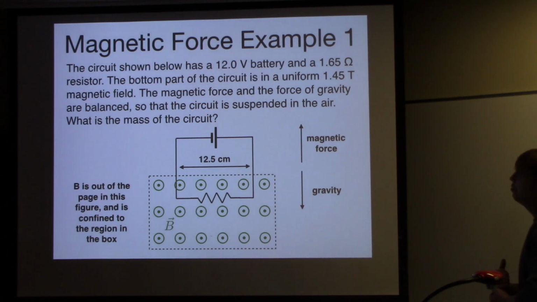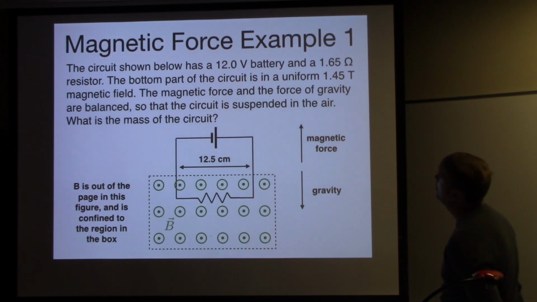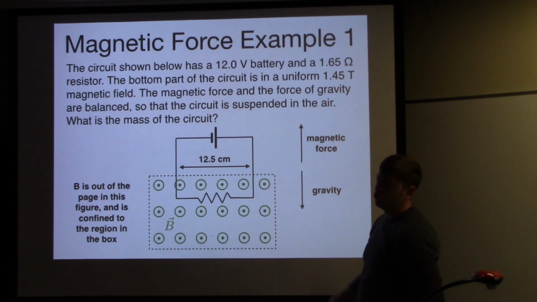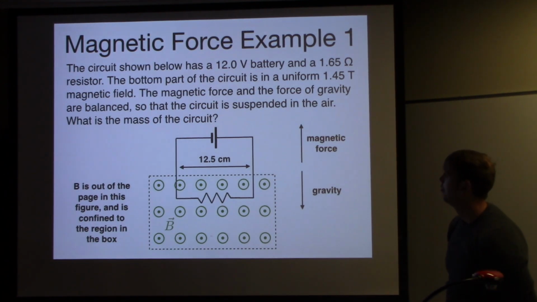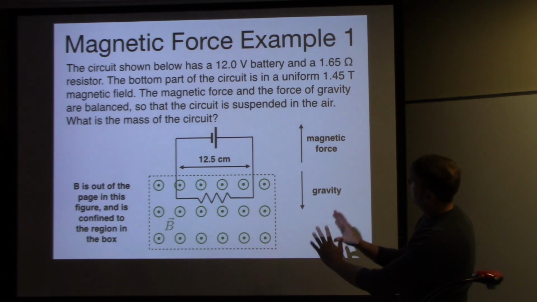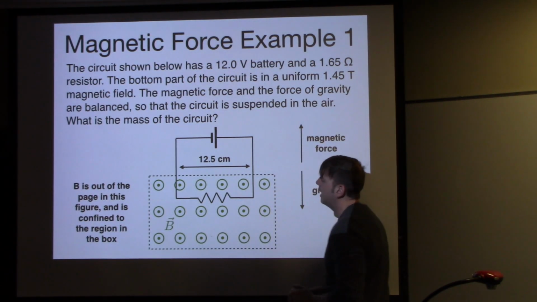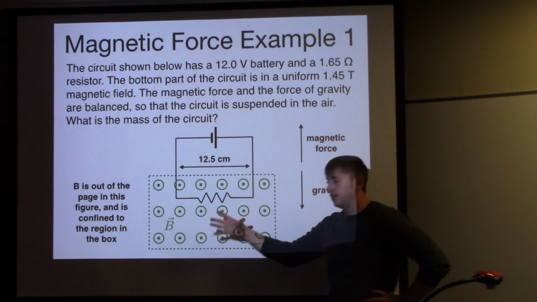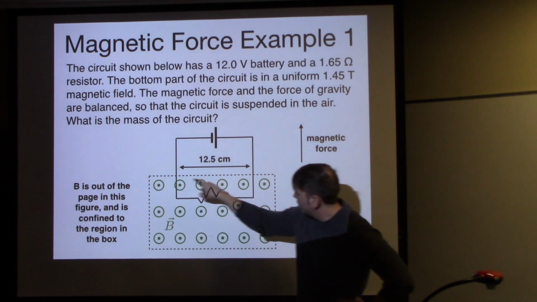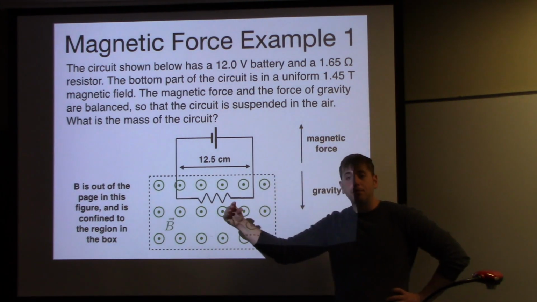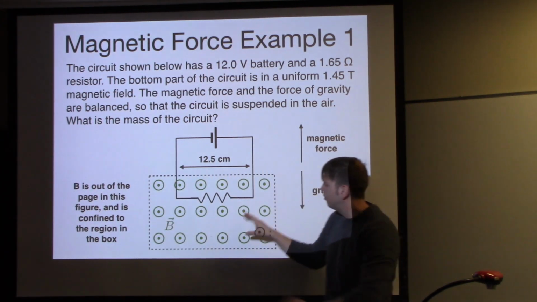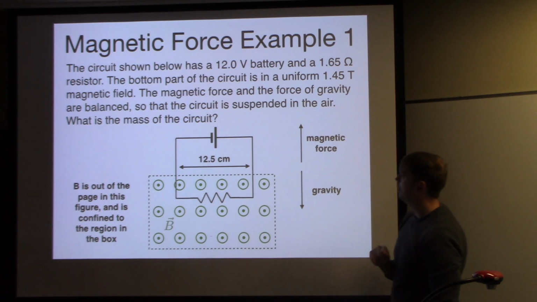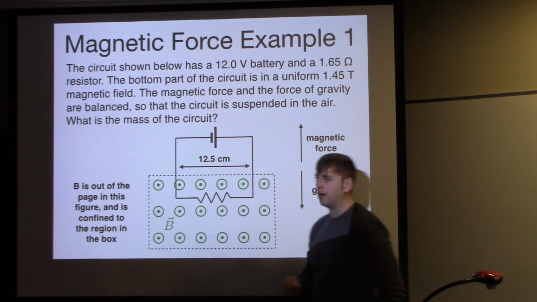So this is kind of a weird example, but it gets you thinking about magnetic forces. We have a circuit shown right here, which is really simple. It's just a 12-volt battery connected to a 1.65 ohm resistor. You also have a magnetic field, which is shown right here, and the magnetic field is coming out of the page. So we have a uniform magnetic field in this little region in the box that's coming out of the page. The magnetic field only exists in this box. As soon as we go outside that box, the magnetic field goes to 0. It's totally confined to this box right here.